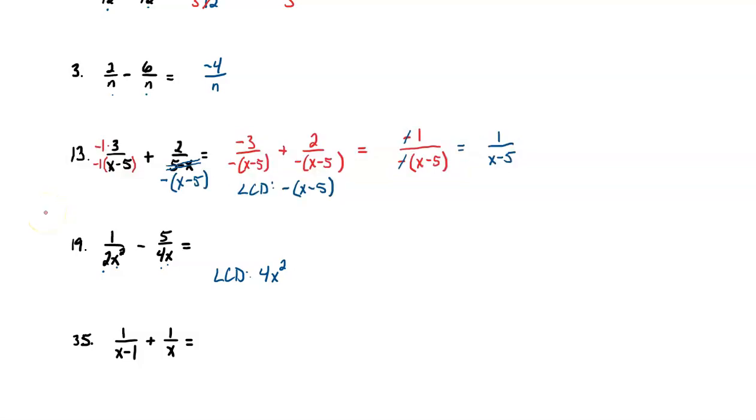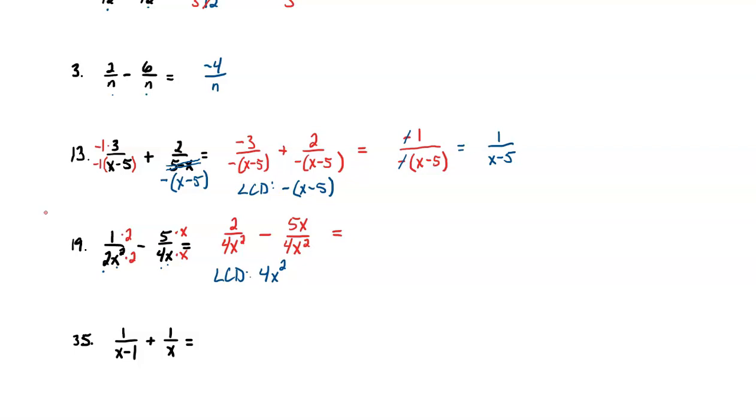Now we need to change our fractions so that they have that denominator. The first fraction we need to multiply by 2 to create 4x squared, and also multiply the top by 2. For the second fraction, we need to multiply by x to create 4x squared, and then multiply the top by x. Now we'll rewrite the problem. The first fraction becomes 2 over the 4x squared. The second fraction becomes 5x over the 4x squared.